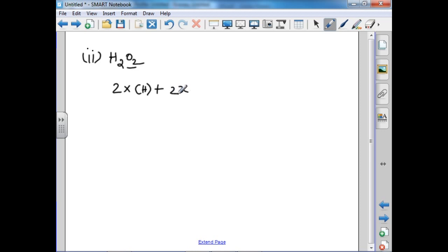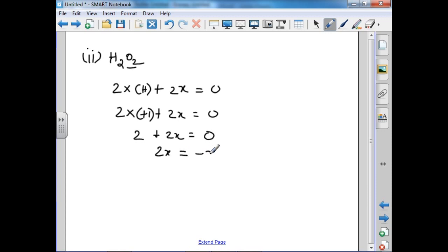So 2X equal to, that is a neutral molecule, 0. So the oxidation number of hydrogen +1, so 2 plus 2X equal to 0. 2X equal to -2, moving it to the other side. So X equal to -2 divided by 2. X equal to -1.